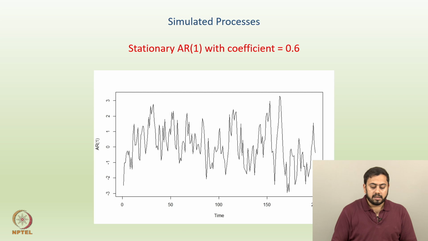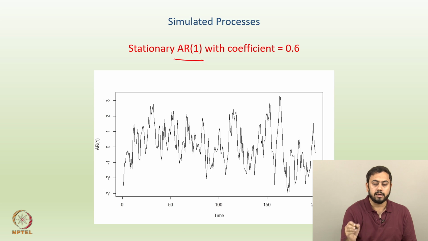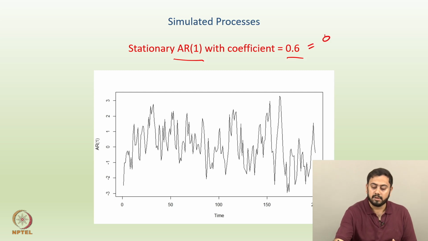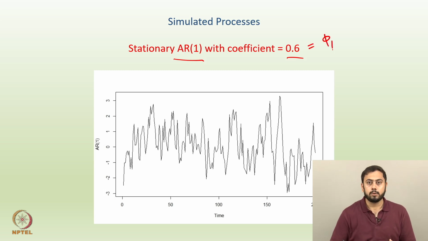So now what we have here is a simulated experiment. We are simulating from this model, which is AR1 with coefficient 0.6. I think this slide just tells you the path of that time series process. So this is exactly how the AR1 process would look as a simulation, where 0.6 is nothing but phi 1, the value of phi 1. So the coefficient is 0.6. Okay.